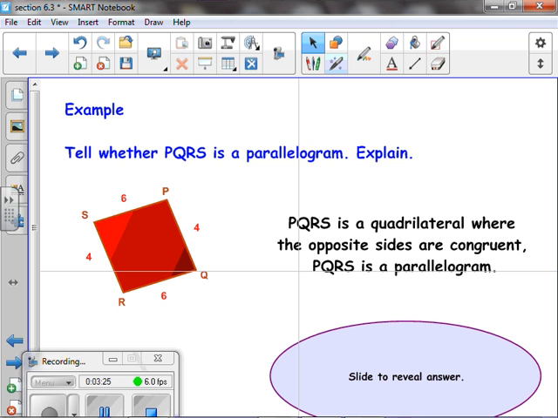PQRS is a quadrilateral where opposite sides are congruent. So PQRS is a parallelogram. Theorem 8.7 tells us so. Okay? Let's try another one.